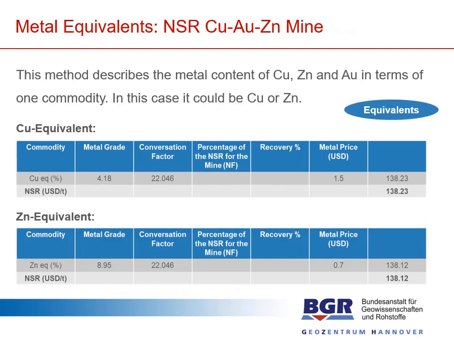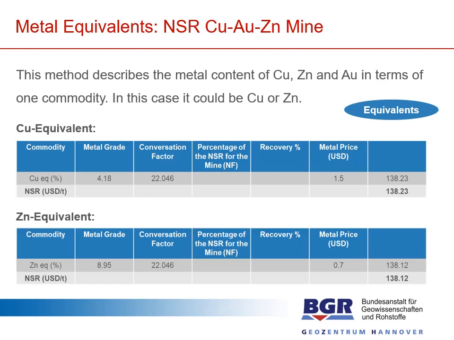If you have polymetallic deposits, in this case copper, gold, zinc, or also a copper mine with a gold credit or a gold mine with a silver credit, mines tend to give the metal equivalent value. This is done because it's easier. It's easier to imagine how high the real metal grade is than saying, we have 2% copper and 7% zinc and we have some gold.